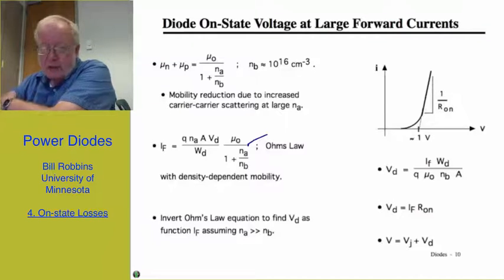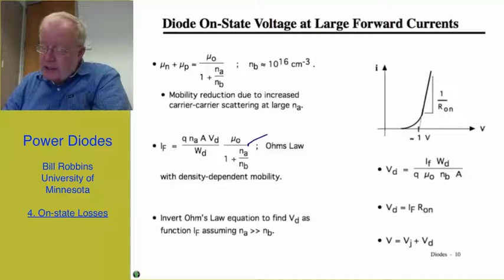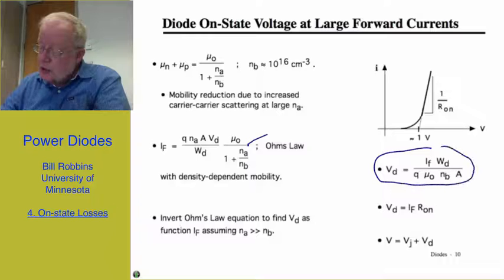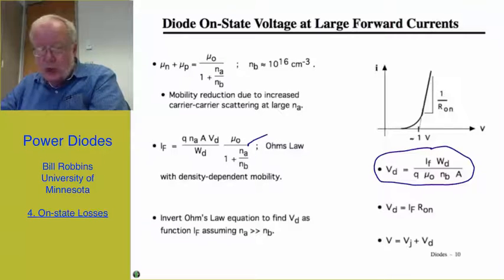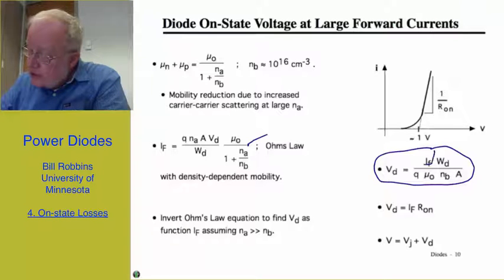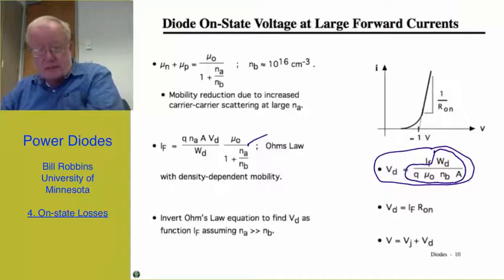If we assume that our excess carrier density is as large or larger than about 10 to the 16th, then an asymptotic expression can be developed in which we ignore the 1 compared to N_A over N_B, and then invert that relationship and show that the drift region voltage is proportional to the forward current, and all of the other constants that I'm highlighting right now constitute the on-state resistance.